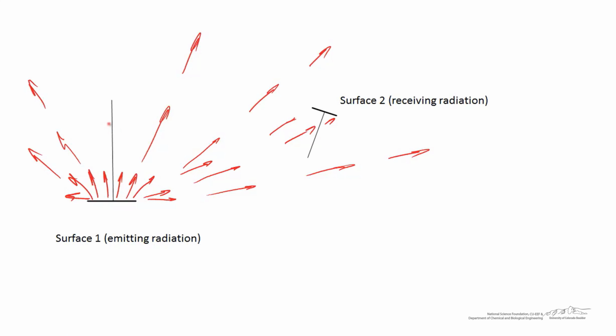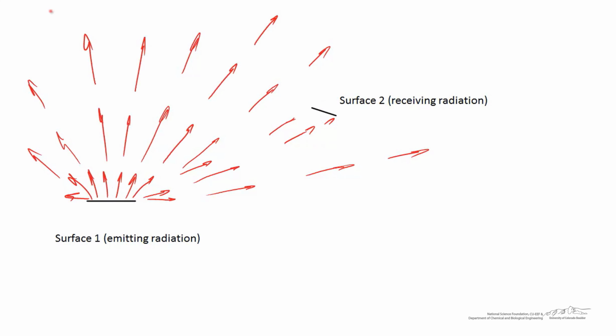What I've drawn for convenience are the unit normals. Surface 1 is this flat black surface with a unit normal sticking outward, and same thing with surface 2. This is surface 2 with its unit normal sticking out in this direction. I'm going to get rid of them for the time being because there's a couple of things worth considering in terms of how much radiation is being received by surface 2. One thing to consider is the angle of surface 2 relative to surface 1.